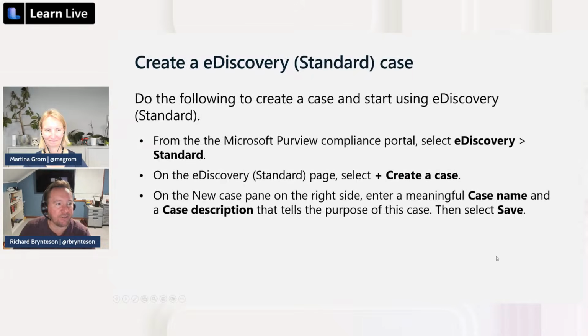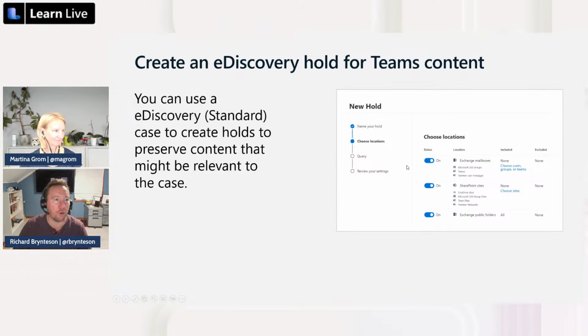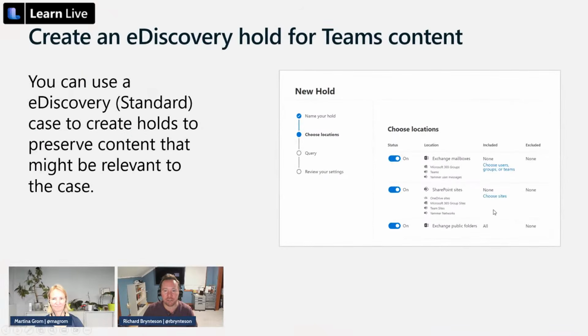So creating an eDiscovery case, right? It is really easy. It is literally, you go into the UI, you pick a case, you save the name, and then you go ahead and you start entering the filters that you want. So in this case, right, I could choose my locations that I wanted to search. In this example, we're searching mailboxes, SharePoint, and Exchange public folders.